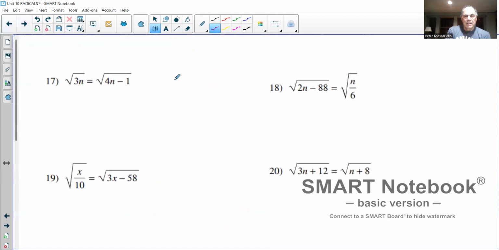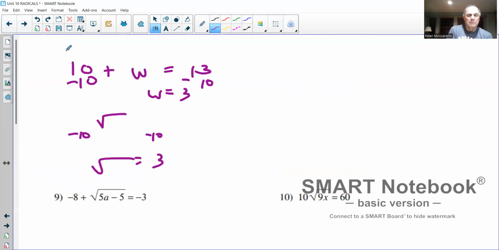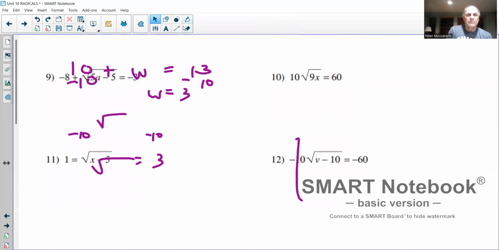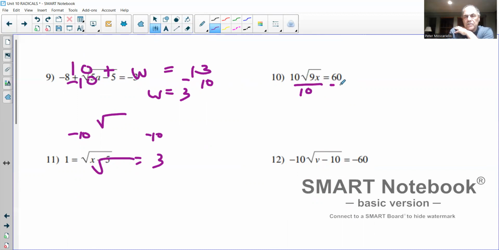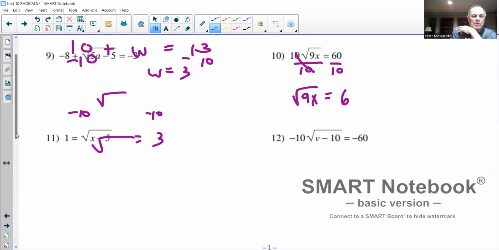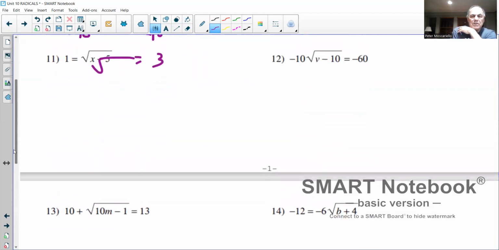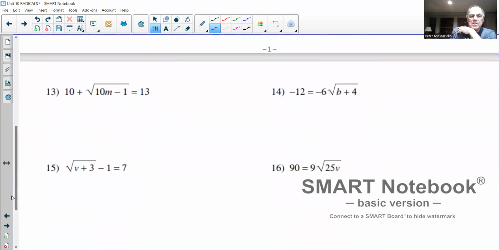Oh, there it is. How about one like number 10? Well, how do we get rid of this 10 here? You divide by 10. It's like a coefficient. So you get square root of 9x equals 6, and then square each side and go from there. Okay, so last one. Please do number 14.